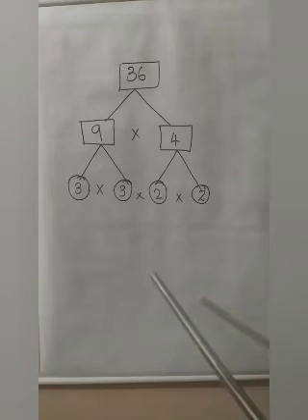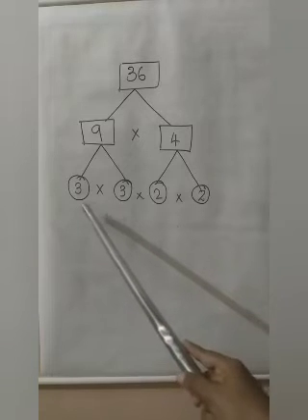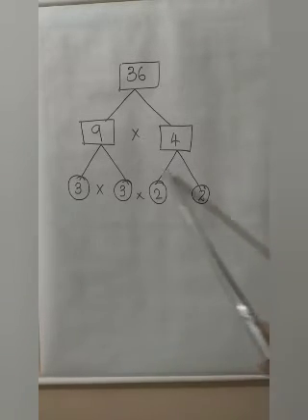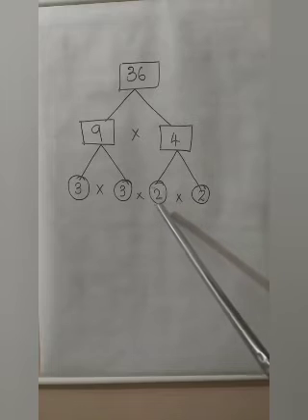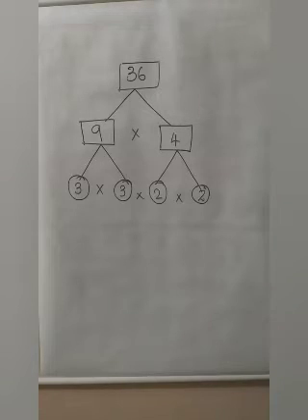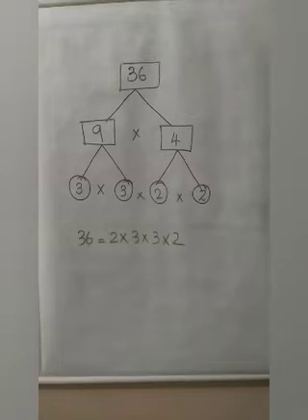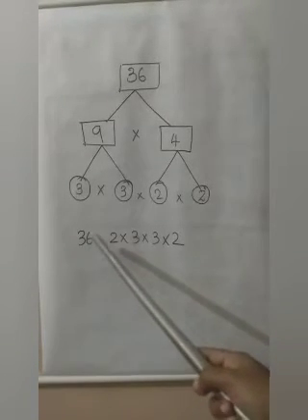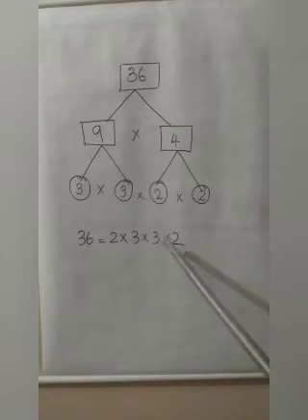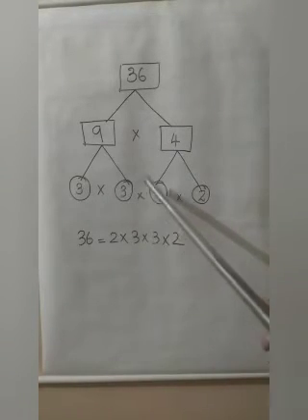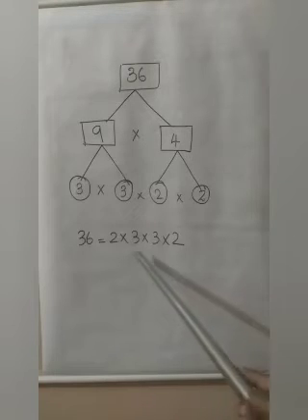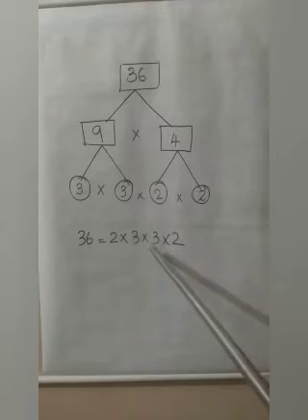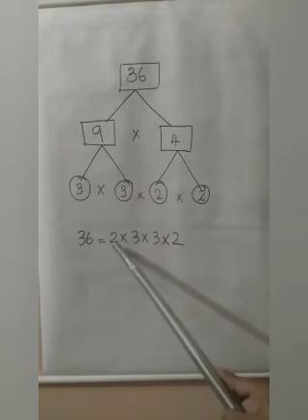Now do we need to factorize again? No. Why? Because in the last step we got all the numbers as prime. So the prime factorization of 36 is 3 into 3 into 2 into 2. Earlier we got 36 equal to 2 into 3 into 3 into 2. Now we got 3 into 3 into 2 into 2. Are they the same? Yes, they are the same. Just check: here we have one 3, here also one 3, here also, and here one 2, here one 2.